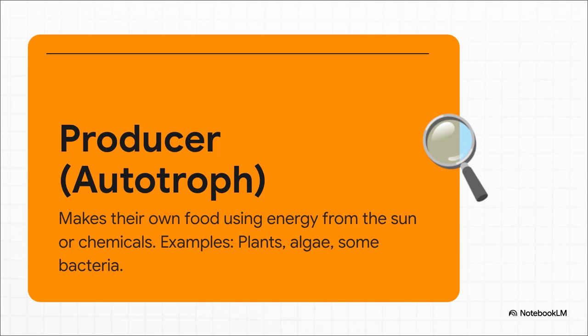At the base of it all, you have the power plants of this grid. We call them producers. These are the self-sufficient ones, the autotrophs, that capture energy right from the source, usually the sun, and turn it into actual food. Every blade of grass, every giant tree, all the algae in the ocean, they're all producers, and they form the absolute foundation for everything else.